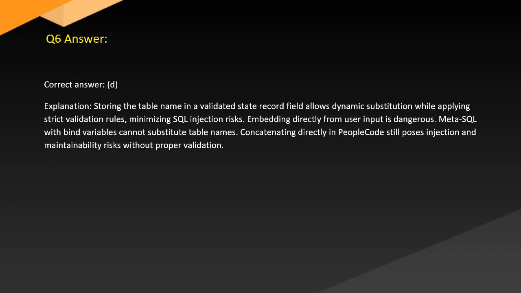Answer. Correct answer: D. Explanation. Storing the table name in a validated state record field allows dynamic substitution while applying strict validation rules, minimizing SQL injection risks. Embedding directly from user input is dangerous. Meta-SQL with bind variables cannot substitute table names. Concatenating directly in PeopleCode still poses injection and maintainability risks without proper validation.